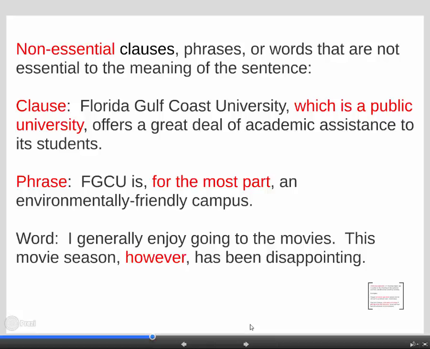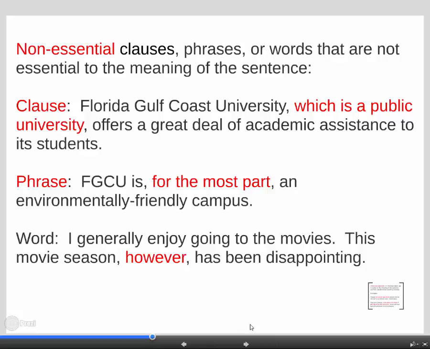I like to think about it as a little aside. Like the voice writing that sentence has a little aside in the middle of the sentence that's giving some sort of additional information that is not essential to understanding, but is perhaps interesting. Second one, FGCU is, for the most part, an environmentally friendly campus, right? That's a qualification, but if you took that out, the sentence would still make sense.